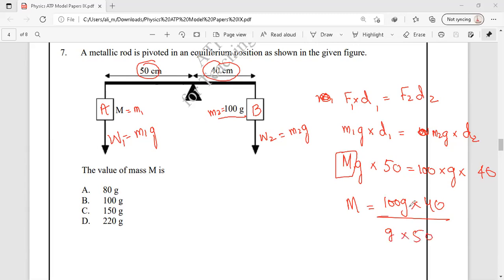So this G and G will be cancelled out. 5 1s are 5 and 5 2s are 10. So the mass of that body hanging at point A will be equal to 80 gram. So option A is the right answer.